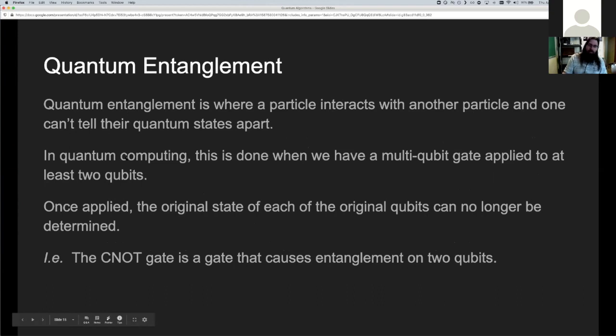And then a little bit about quantum entanglement. Formally, this is where a particle interacts with another particle, and you can't tell their quantum states apart. In quantum computing, as I mentioned, you have a multi-qubit gate applied to at least 2 qubits. Once applied, you have a qubit at each side, you entangle them together, and you can no longer really determine what belongs to what qubit. It's its own, like a brand new entity. A CNOT is one example that you saw earlier of that. The swap is also, and there's several others too.